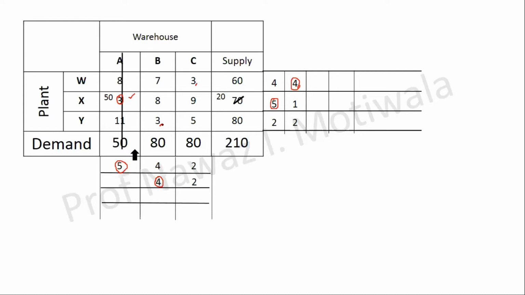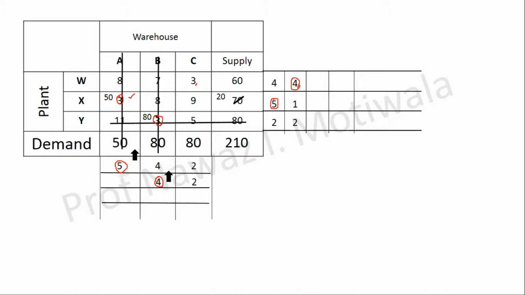Again I repeat, the first step is to check the penalty. If the penalty coincides, then check the minimum cost. If the minimum cost coincides, then check at which place you can assign the maximum. With that logic, the maximum can be allotted at this particular cell. So I will make an assignment of 80 here, and counter effects will be that this 80 and this 80 will completely get cancelled.